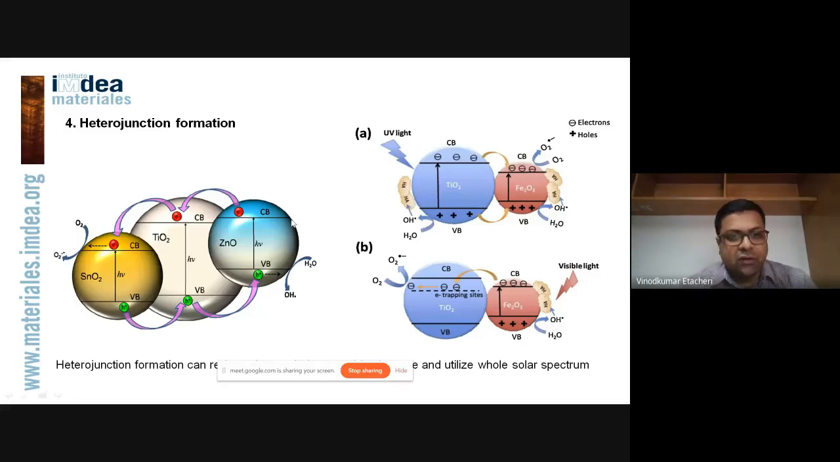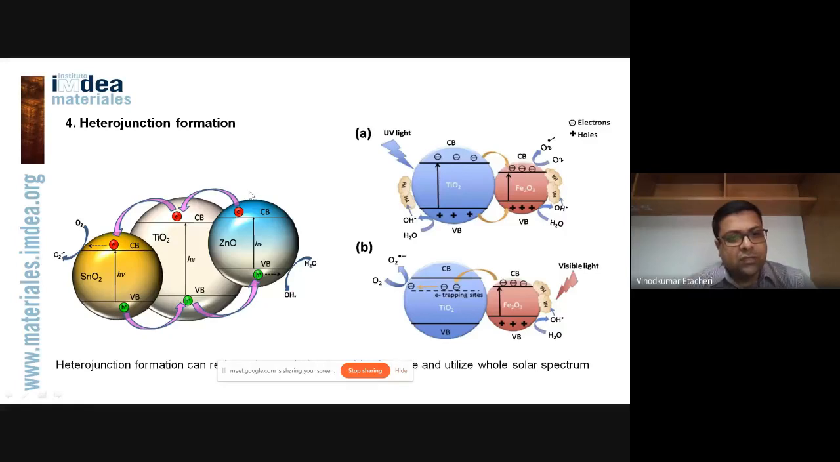In the case of zinc oxide, see the electron holes generated: the electrons can be transferred to TiO2, and from TiO2 they can also be transferred to tin oxide. So it is basically slowing down the electron hole recombination kinetics. And also from the tin oxide valence band, holes can be transferred to TiO2, and then from TiO2 to zinc oxide.